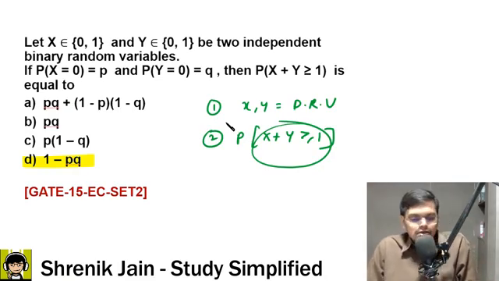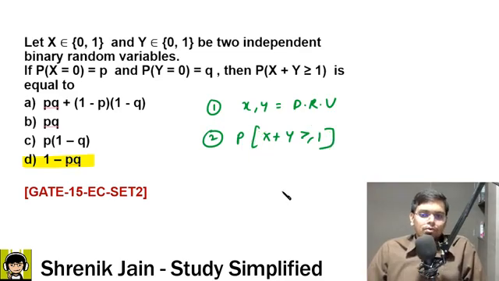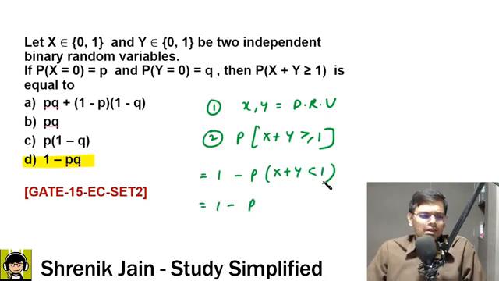You make such combinations. Or better, you use a smart approach: x plus y greater than or equal to 1 can be said as 1 minus the probability of x plus y less than 1. And then we have only one scenario, x plus y less than 1. Sir, x is 0, y is 0. Yes, yes. X is 0, y is 0, then only x plus y is less than 1.